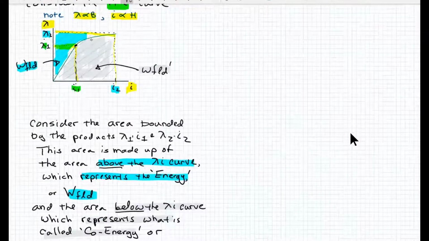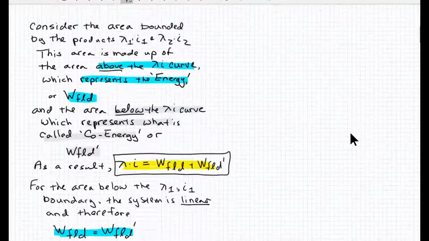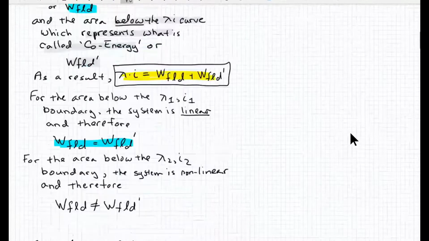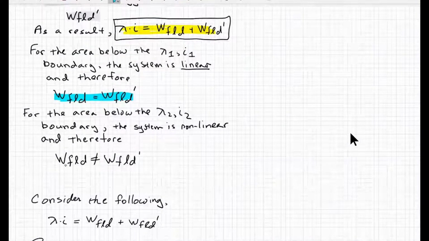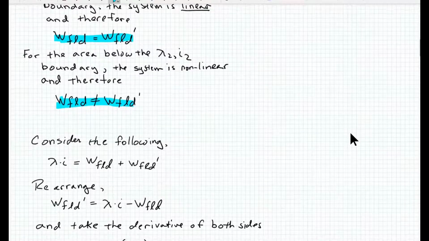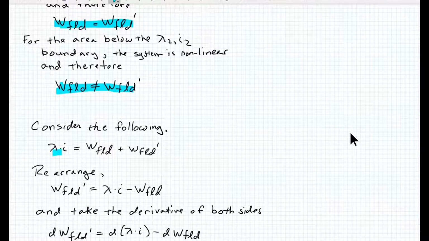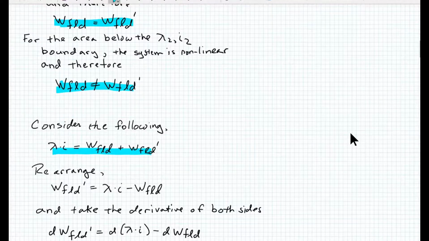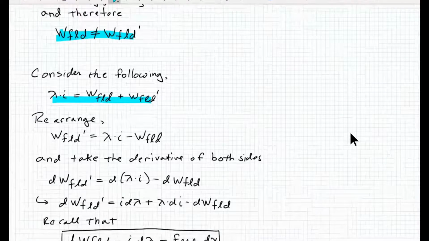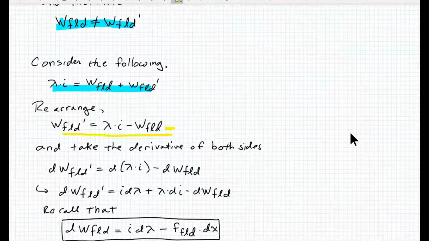If we go above, though, notice we have this saturation characteristic, which is one example of a nonlinearity. In that case, they are not equal to each other. These two areas cannot be equal. So now I'm going to go back to this expression right here and rearrange it, and I can come up with this expression for co-energy.